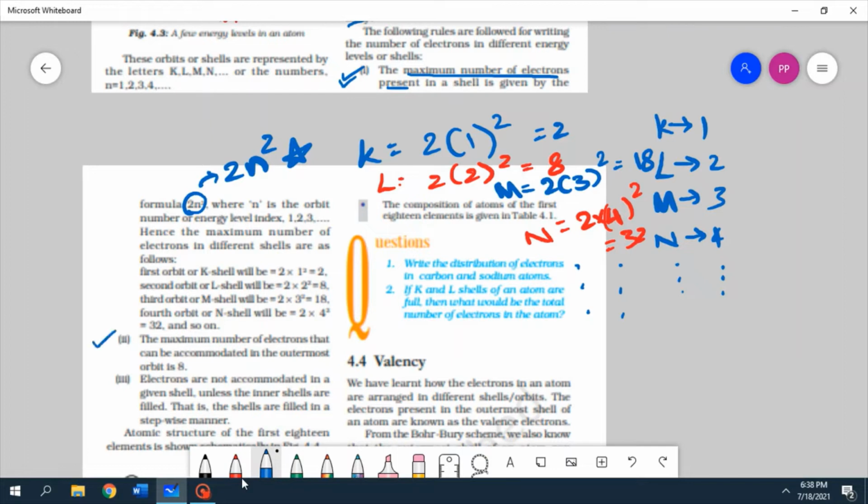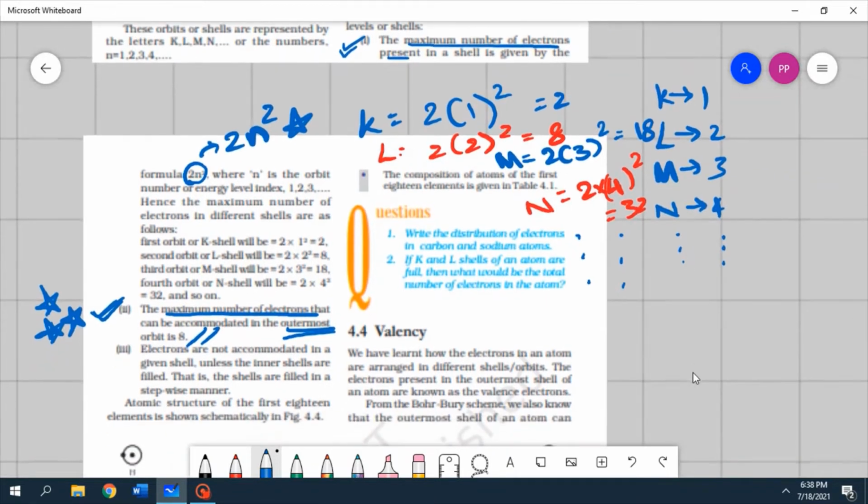And then the second rule says the maximum number of electrons that can be accommodated in the outermost shell is 8. This is a very important rule. I will tell you why, but keep this rule in mind, and be cautious when you're writing the configurations of different elements.